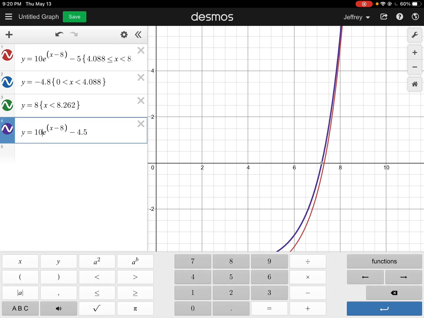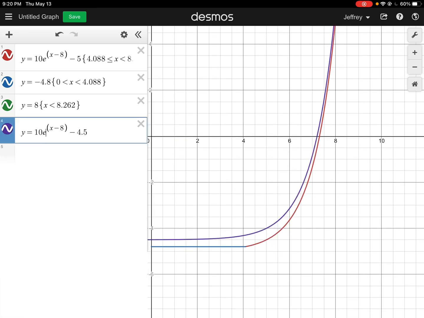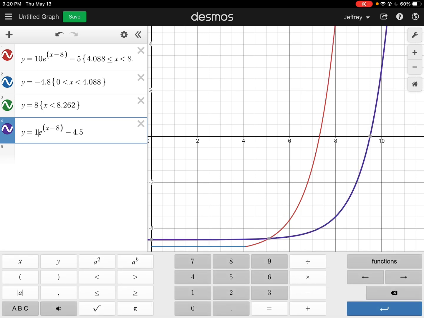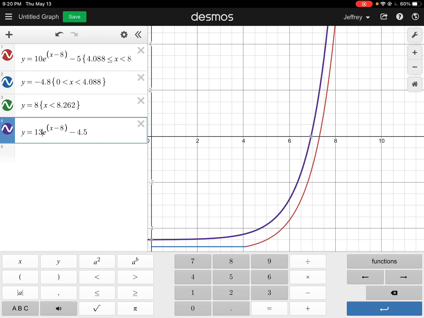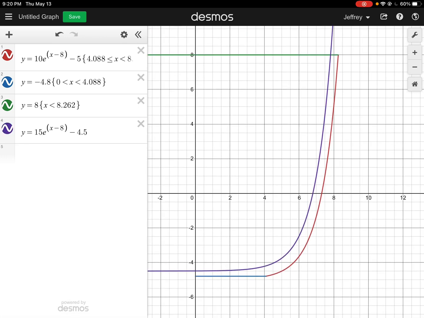So I need to change the steepness of this purple function right here. If I change this to 11, you see how it changes the steepness of it. Okay, so let's do something like 15. Generally keeps the same thickness right there. Alright, now here let's see where these functions intersect. So they intersect at the x value of 7.818.